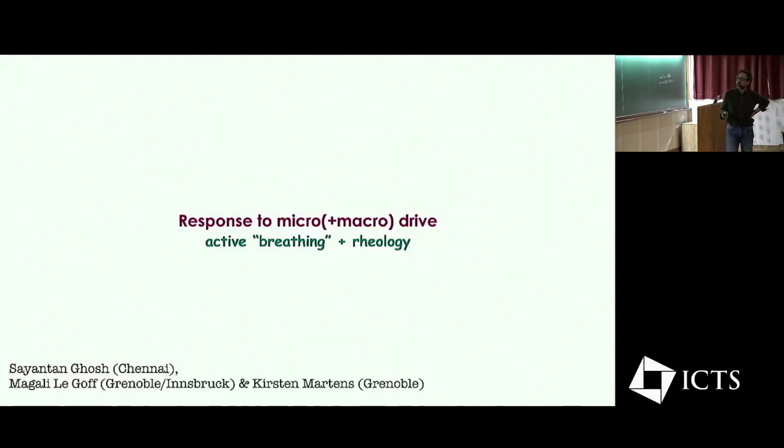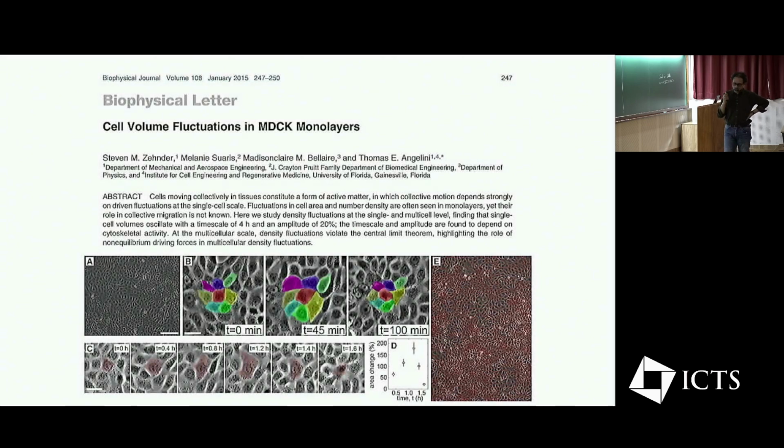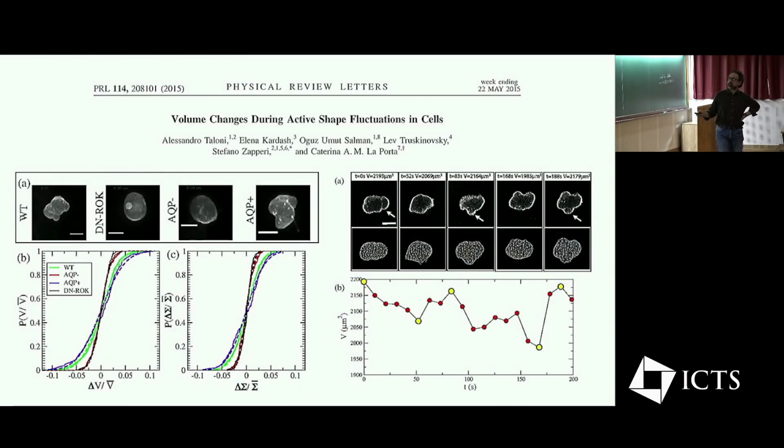So in the next part, I'll summarize the work that we're doing on active breathing and rheology. Most of the studies that we hear about in the context of active matter are related to self-propulsion, but there are other sources of activity inside different biological systems. One such case is volume fluctuations, and this is an experimental scenario where they have demonstrated that there is a lot of volume fluctuation happening inside the cells. And this is another set of data where volume fluctuation is reported in a cellular system.